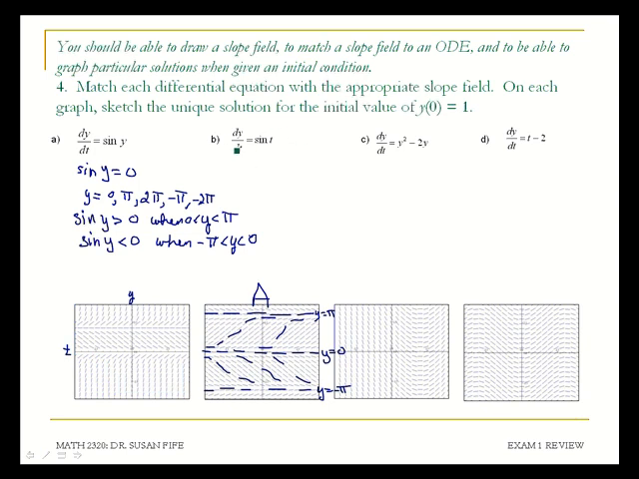Now, for graph B, this is very similar, except we have the derivative is sine of t instead of sine of y. And so if I set sine of t equal to 0, I'm going to get the same values that I got over here, except they'll be there for t. I'm going to have critical values at t equals 0, t equals pi, t equals negative pi, and then other values. And sine of t is positive when t is between 0 and pi. Sine of t is negative when t is between negative pi and 0. Should be a t.